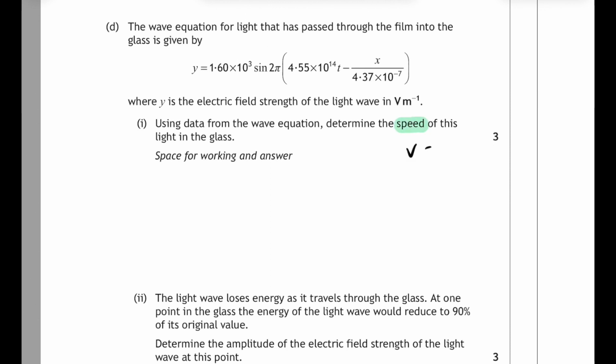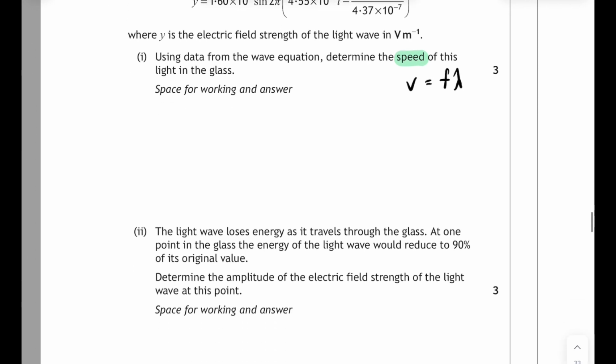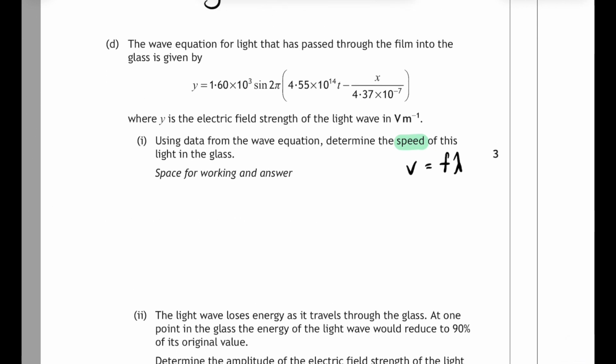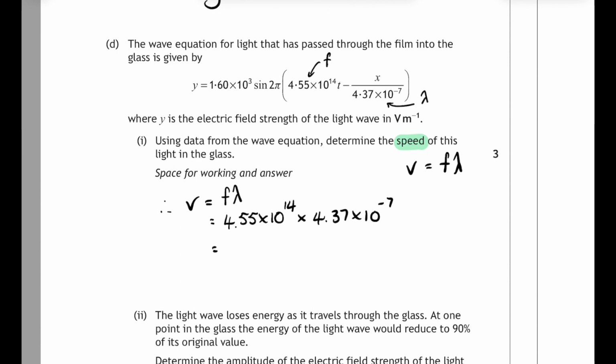Well, it's back to your National 5 relationships now. We've got V equals F times lambda. And if you can recognise from this relationship where the frequency is, it's the 4.55 times 10 to the 14. And the wavelength, it's the 4.37 times 10 to the minus 7. Then it's just a case of popping both of them into V equals F times lambda, and that gives you an answer to 3 significant figures of 1.99 times 10 to the 8 metres per second. And that might ring a bell with you from National 5 when you were taught that the speed of light in glass is about a third slower than the speed of light in air.